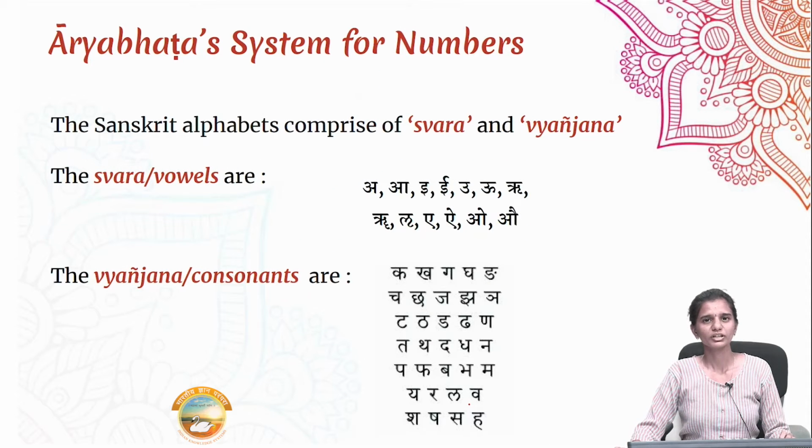Now, we have already seen the Sanskrit alphabets. What are all there in the Sanskrit alphabets? The Sanskrit alphabets comprise of Swara and Vyanjana. Swara are the vowels, from A to Au, and Vyanjana or the consonants are from K to H. Now, let us see in Aryabhatta's system for numbers how the values are given for each of these letters.